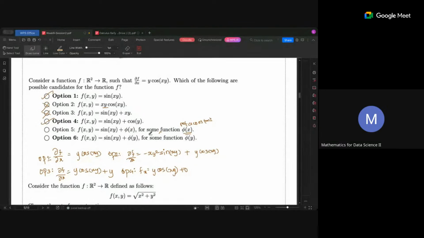So this will also give the extra term, right? Yeah, so we will have an extra term. So you will have phi dash of x, right? So in option 5, you will have fx is y cos xy plus phi dash of x. So you see that this is not coinciding. What about option 6?